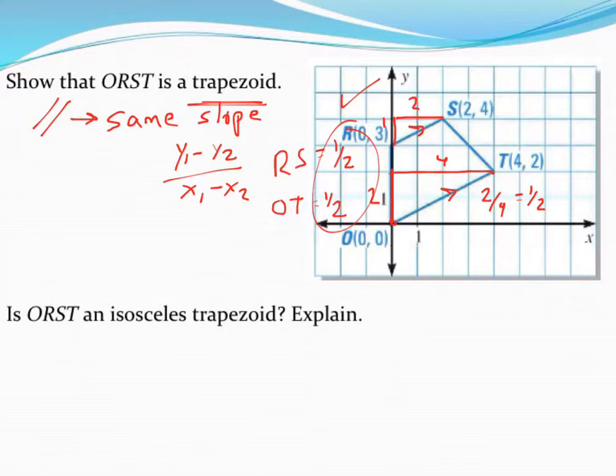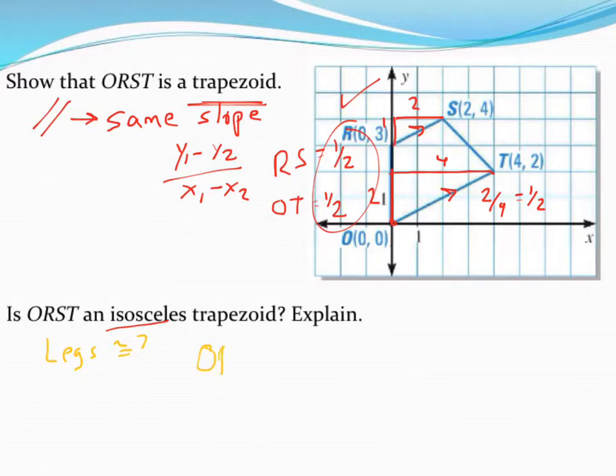Let's go one step further, though, and figure out if this is an isosceles trapezoid. To know that something is an isosceles trapezoid, once we know it's a trapezoid, I would need to know: are the legs congruent to each other? Meaning, are they the same length? So let's find the length of the two legs, the non-parallel sides, and see if they are the same thing.